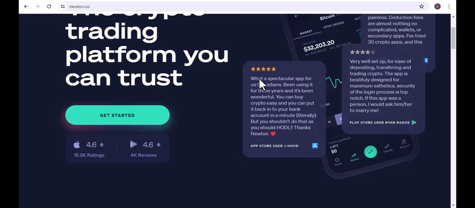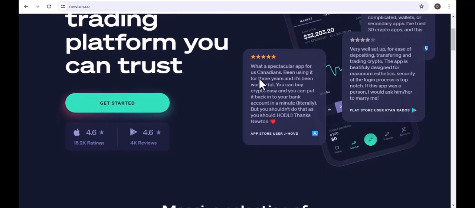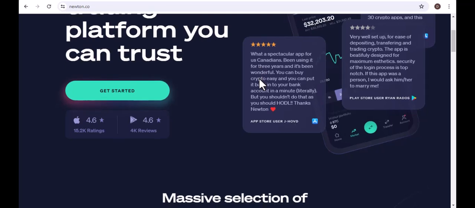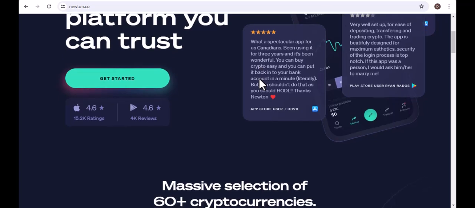One platform that often pops up in conversations, especially for Canadians, is Newton. It's known for its sleek interface and accessibility, making it an attractive option for both crypto newbies and seasoned traders. But beneath that user-friendly exterior lies a crucial question: how much does Newton actually charge? That's exactly what we're going to break down in this video.